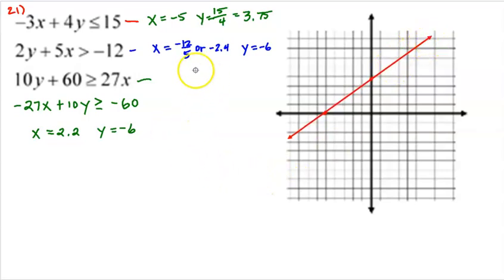So I'll see if I can hit both of those. Looks pretty good. All right, now in blue, I'll plot the second inequality. The intercepts are x -2.4, just about -2.5, and then y is -6. There, and this is going to be a dashed boundary line because it just says greater than. So let's see if I can connect these.